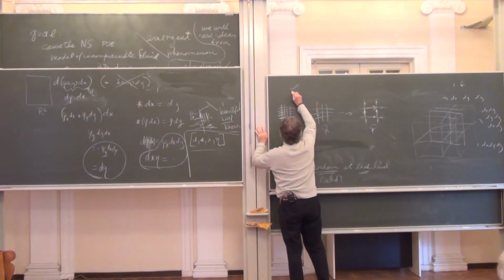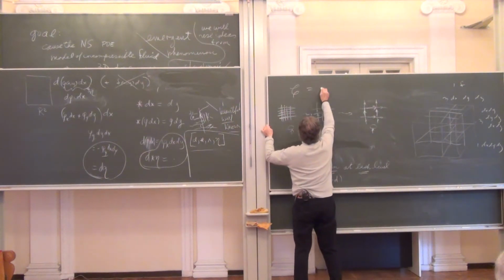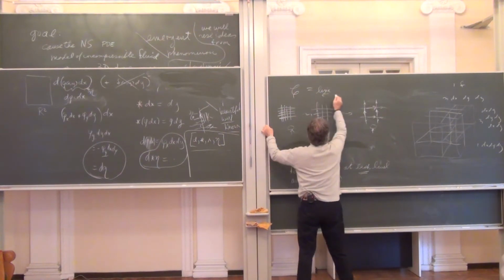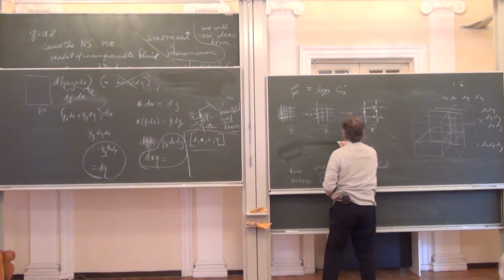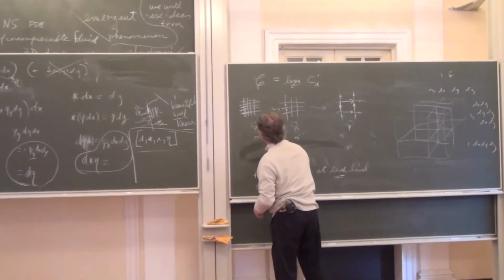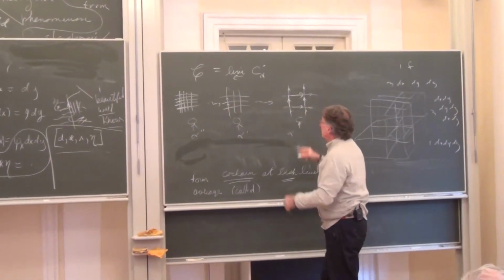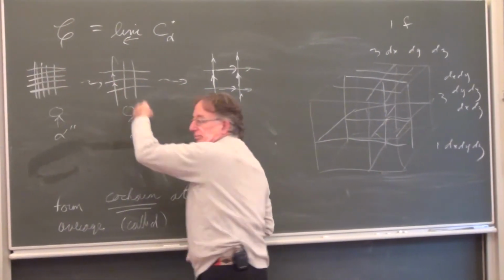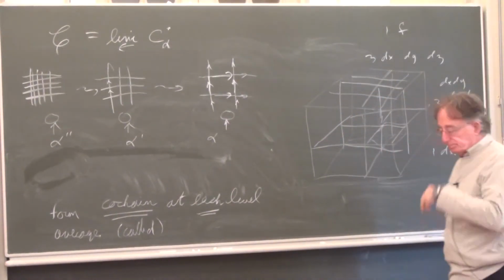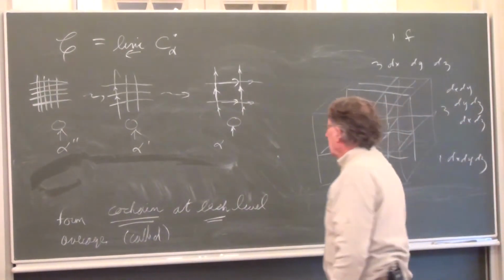I'm going to call this thing C, which is the inverse limit of all the cochains at each level. So this is like alpha, alpha prime, alpha double prime. And Ludwig just mentioned this is like renormalization. When you take something here and you average, it's like the renormalization group. Yeah. Okay.